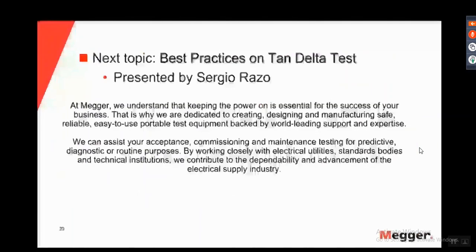And now we will continue with the next topic, that is the tan delta, best practices on tan delta, and it will be presented by Sergio Ressa.